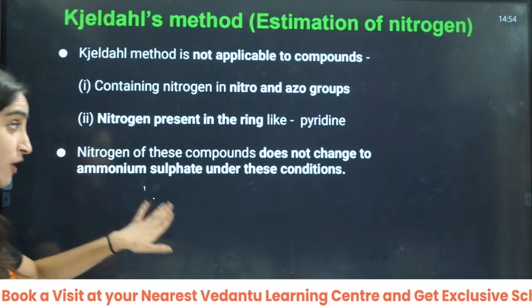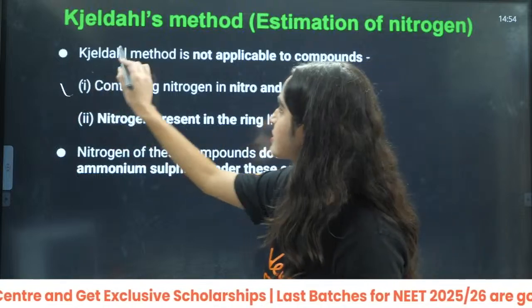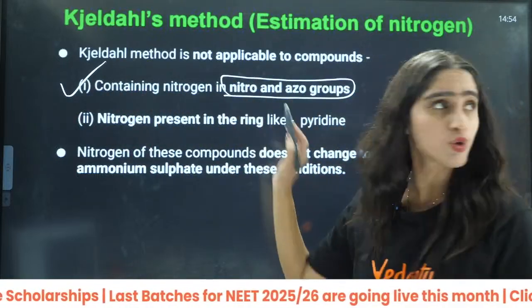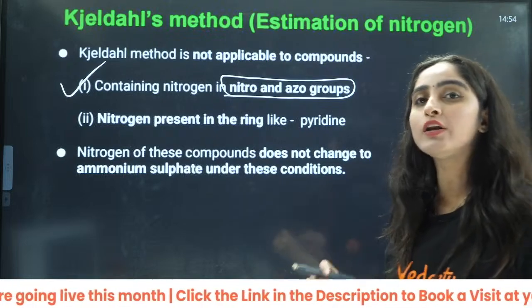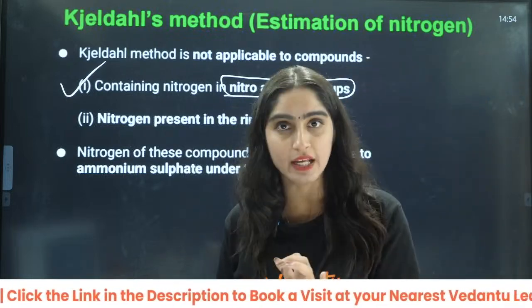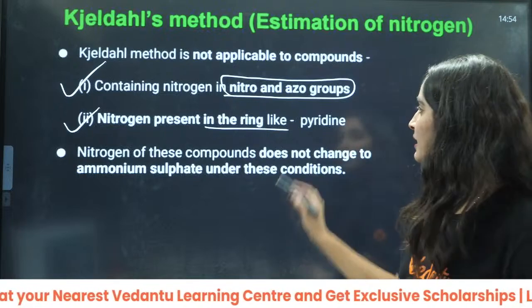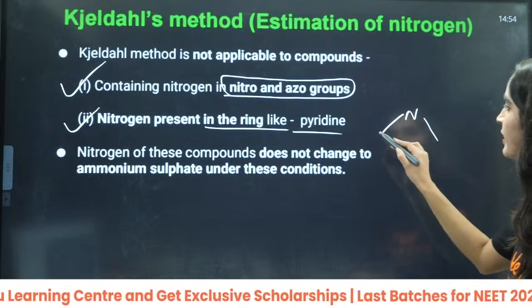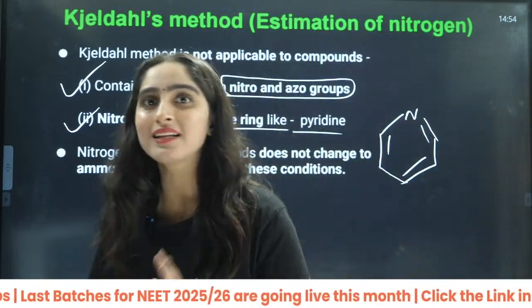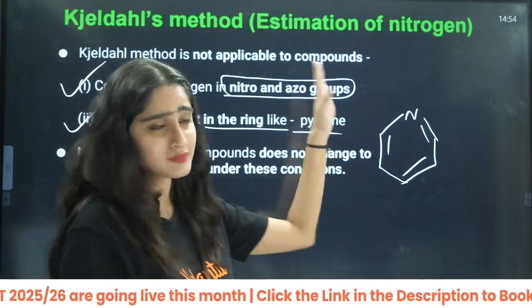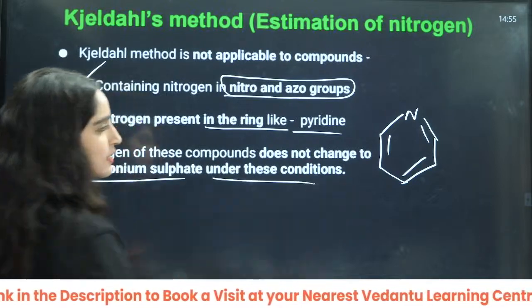We have completed this. One very, very important theoretical question is in which compounds the Kjeldahl method will not be applied. First is compounds containing nitrogen of nitro and azo groups. If you have nitrogen of the azo group, that is N2, or the nitro group, NO2, that will not be detected by the Kjeldahl method. That is the limitation. Second is nitrogen present in the ring, for example pyridine, pyrrole. In all these rings the nitrogen is present in the ring. This is a heterocyclic ring, so that nitrogen will not be detected. The nitrogen of these compounds does not change to ammonium sulfate under these conditions.